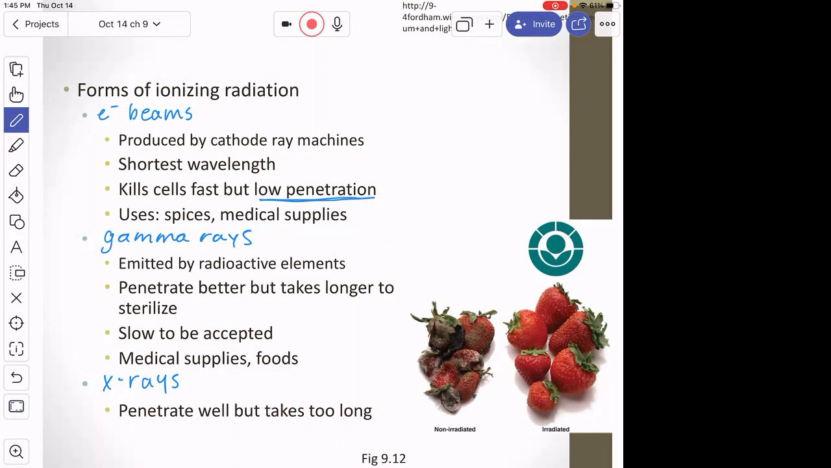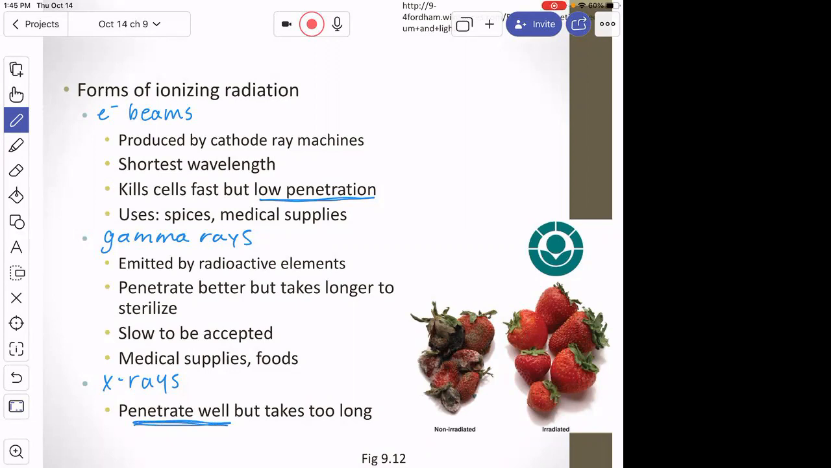And X-rays, which are a little bit longer, do penetrate really well, but it does take a long time to penetrate. So we don't really use X-rays for anything in terms of trying to reduce microbial numbers.